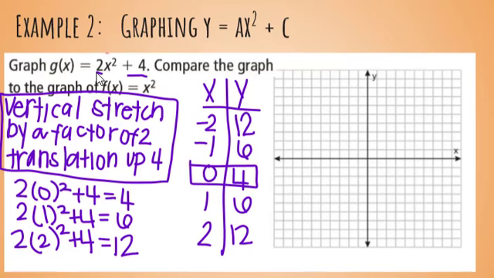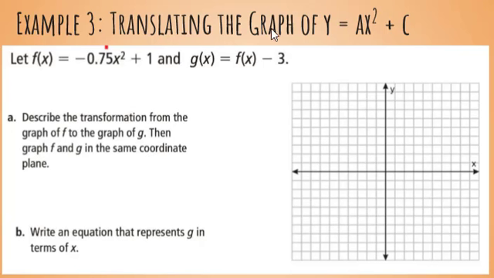So we're going to plot our points. We have 0, 4, 1, 6, negative 1, 6. And then the 2, 12 and negative 2, 12 don't quite fit, so we don't need to plot those ones on our graph this time. So here's our parabola.